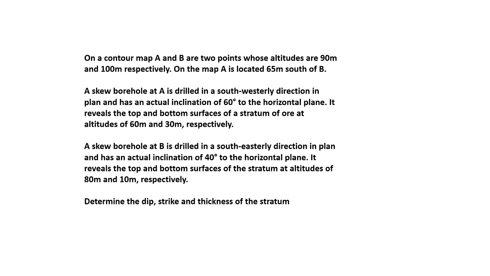So on the contour map, A and B are 2 points. So there's our 2 points. Their altitudes are 90 meters, 100 meters respectively. That's a key element of information, so I'd write that down, or even just underline it. On the map, A is located 65 meters south of B. Another key piece. So we can go down through it all the way.